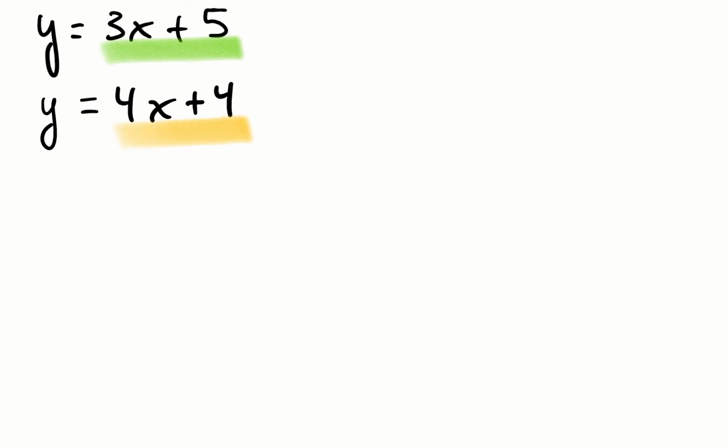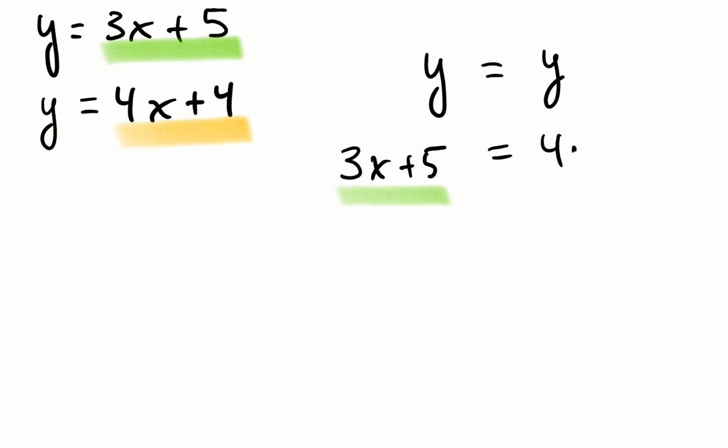So what we're going to do is use the fact that y is equal to itself in this context. Therefore, 3x plus 5, which is again that first y, must be equal to 4x plus 4, which is the second value of y. To solve this equation, I'm going to take away 3x from each side. The equation will become 5 is equal to x plus 4.